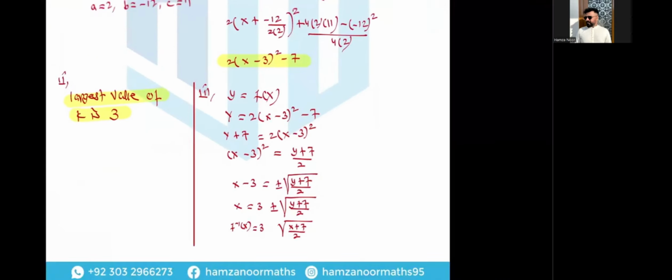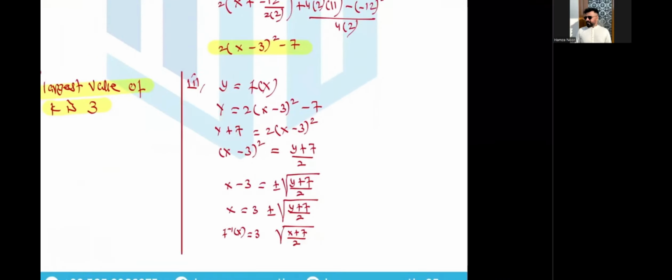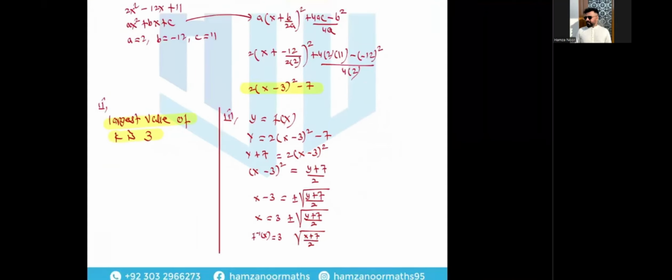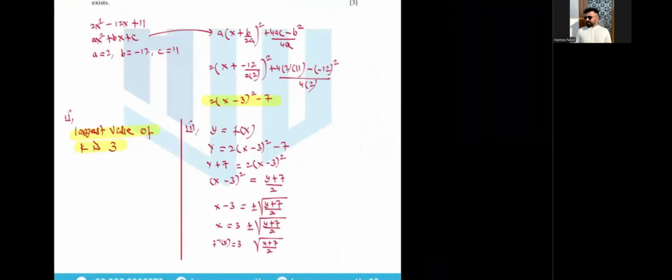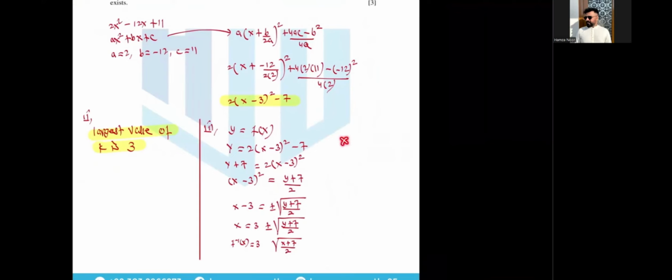Then we are going to see what the range of f inverse x is. As we know, the range of f inverse x is basically the domain of f(x), and the domain of f(x) is x ≤ 3. This is the domain of f(x).